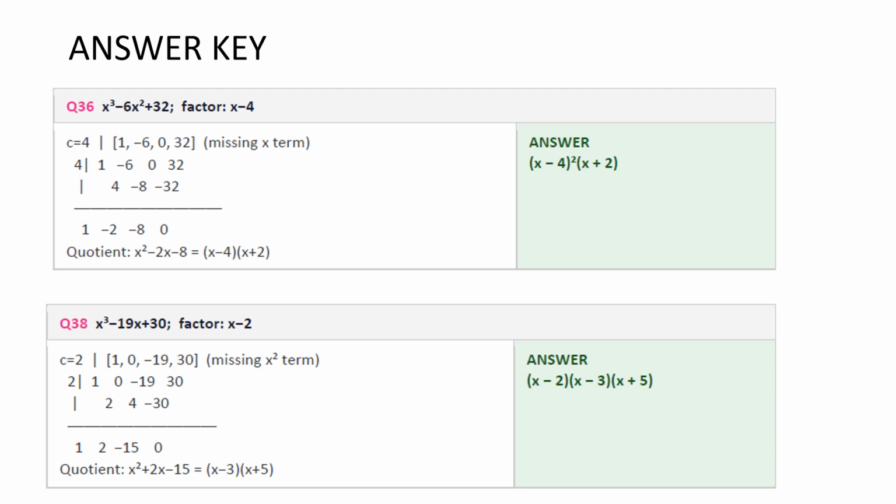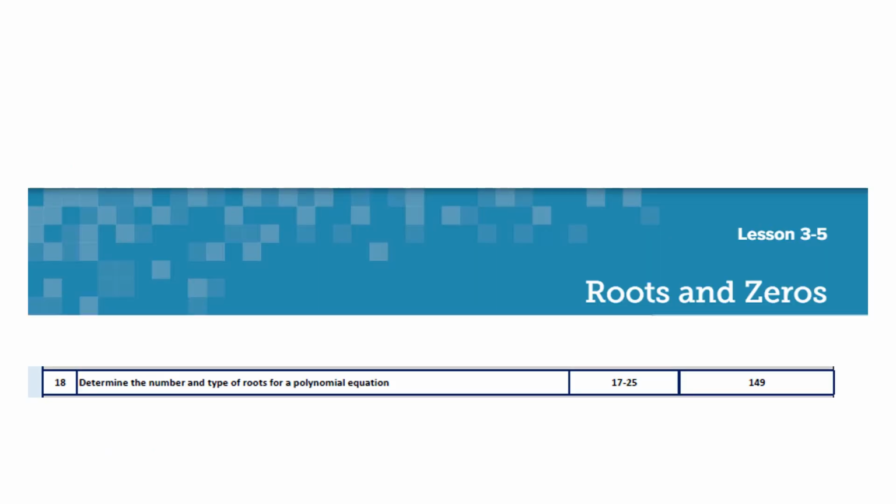And now we are going to move to the next learning objective, number 18, where we determine the number and type of roots for a polynomial equation. Now we will be covering questions 17 to 25 from page 149 of your math book. In this session, we are going to be revising lesson 3.5 from your book, Roots and Zeros. And the most important topic is Descartes' rule of signs, which I will explain now in the next slide.